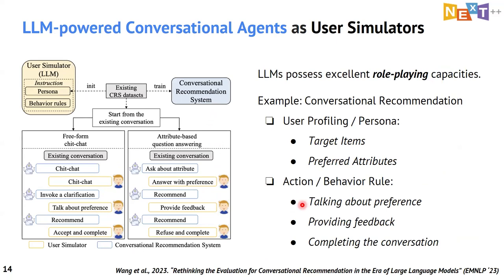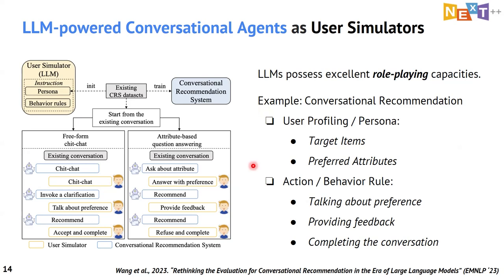Now we have much stronger generation capabilities from LLMs, and we can see that the conditional generation capability of LLMs is even more powerful than before. So conditional generation has become the most popular user simulation approach in the era of LLMs. Moreover, as mentioned in the previous part, LLMs possess excellent role-playing capabilities. Therefore, with a profiling module, LLM-powered conversational agents can easily be applied as user simulators for various applications. Here I just take conversational recommendation as an example.